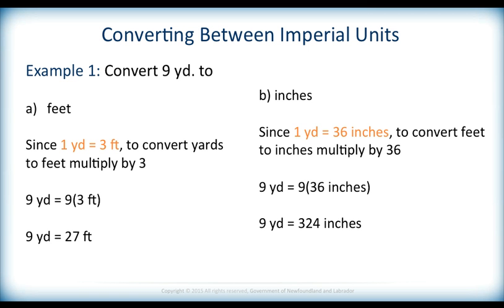Next, we want to look at how to convert 9 yards to inches. Well, again, you can look at your conversion unit. 1 yard equals 36 inches. This will be the most appropriate to use. Again, we're given the yards, we want to move to inches. So to convert yards to inches, you need to multiply by 36. 9 yards equals 9 times 36, which equals 324 inches.